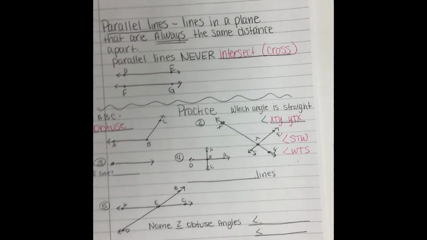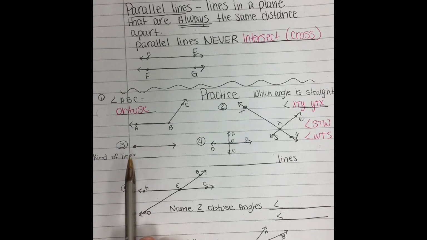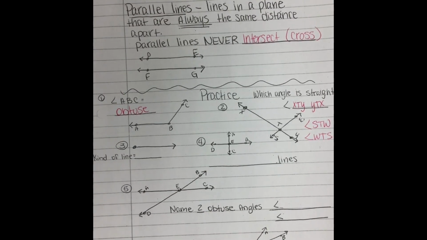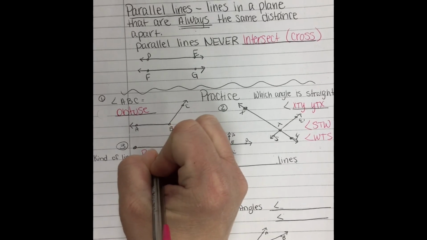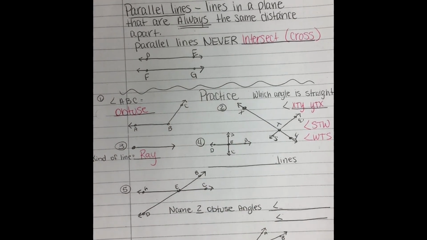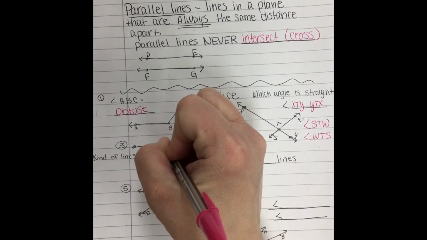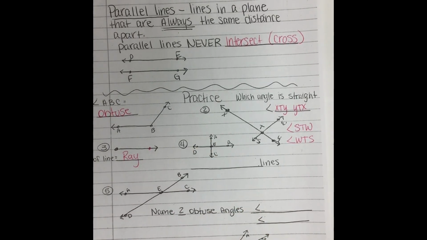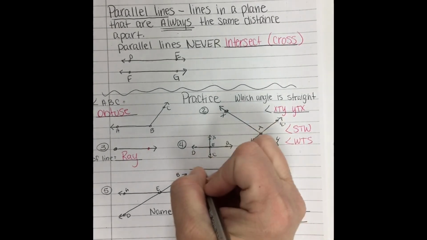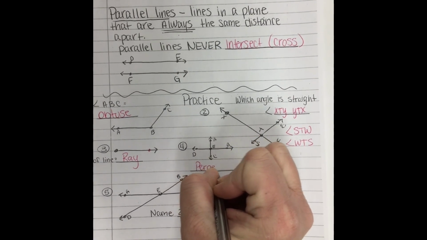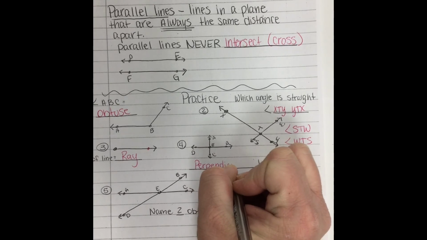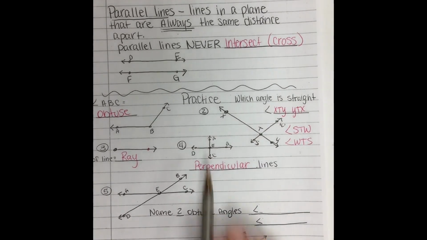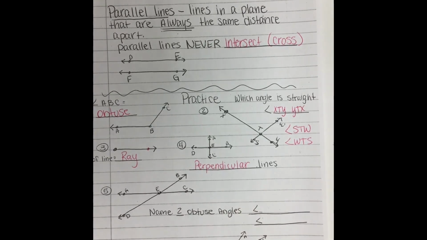Okay. All right, number 3. What kind of line is this? It's got a point and an arrow. All right, it's a ray. An endpoint, and the other end goes on forever. All right, number 4. What kind of lines are these? Okay, so those are perpendicular. Perpendicular because it makes 4 right angles.